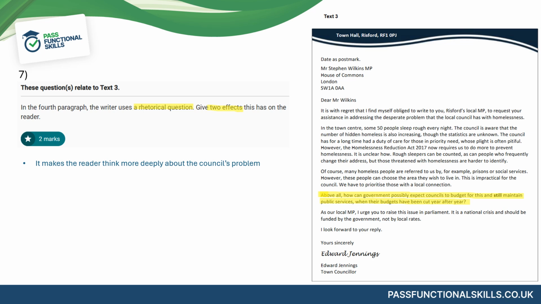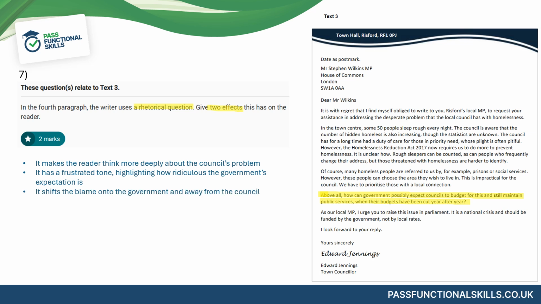We also want to think about kind of the tone and how the rhetorical question is coming across. So it's definitely creating quite a frustrated tone, and it's expressing disbelief at the government's expectations of the council. And we can see that through words like possibly and also still, which is in bold as well, maintaining that exasperated, disbelieving tone. So that's another reason we could put down. It also highlights the fact that the writer believes that the government are to blame rather than the council. So they're putting the blame onto the government using this rhetorical question and taking it away from the council.